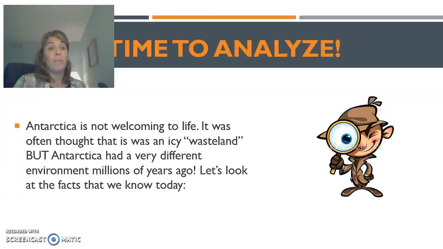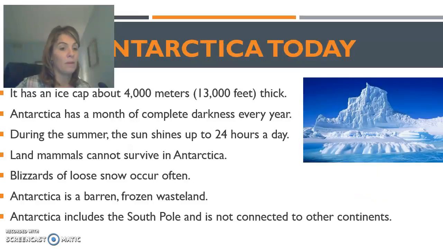So let's talk a little bit about Antarctica. Antarctica is not welcoming to life, right? It's cold. Lots of glaciers, it's very cold there all the time, right? It is often thought that this is an icy wasteland. But Antarctica had a very different environment millions of years ago. Let's look at the facts that we know today. Antarctica has an ice cap of about 4,000 meters or 13,000 feet thick. Lots of ice, right?